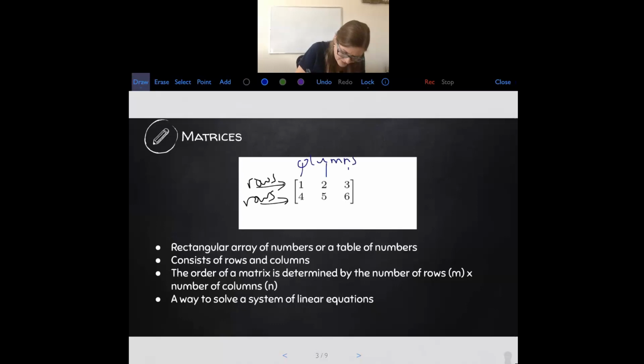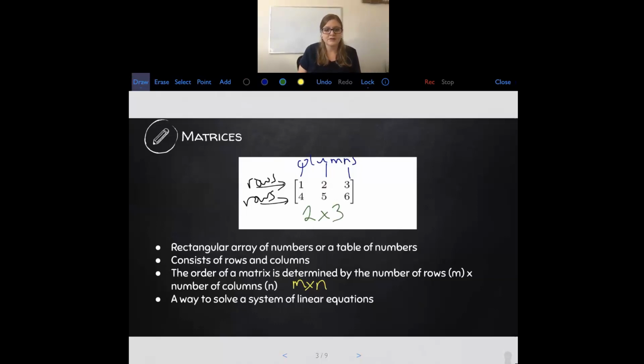are vertical. Okay, so the order of a matrix is determined by the number of rows, and then we use an X by the number of columns, or M by N. Okay, so in this example, there are 2 rows and 3 columns, so the order would be 2 by 3.